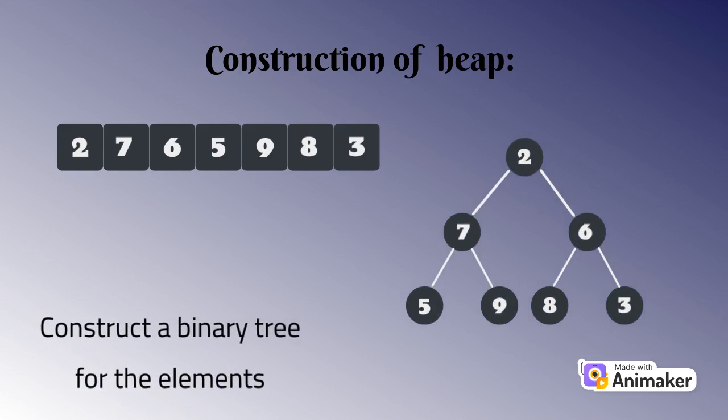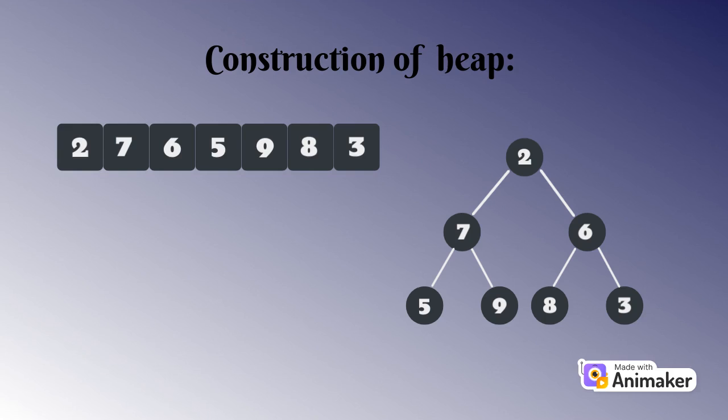The very first step is to construct a binary tree for the given elements. Let us start the comparison of elements starting with the last non-parental node, or to make it simple, start with the n/2th node, where n is the number of elements in the given array. Note that the array index starts from 1, not 0. Here the value of n is 7, so 7/2, which is 3.